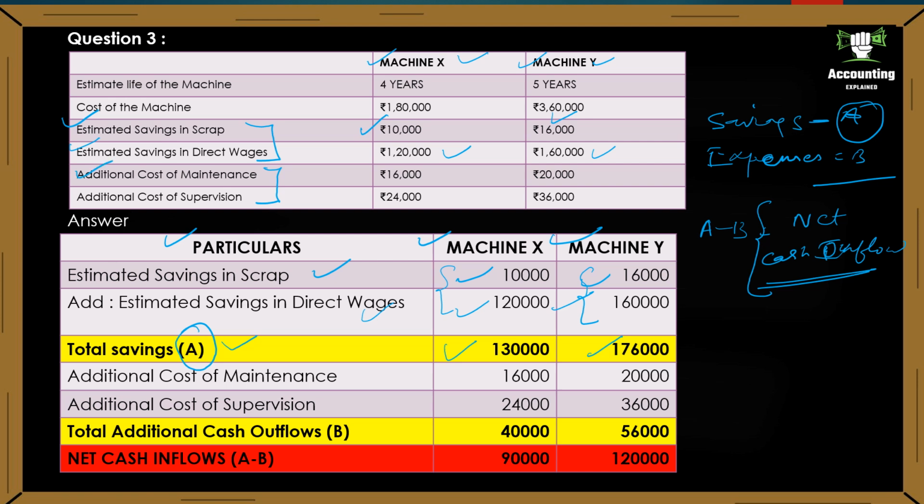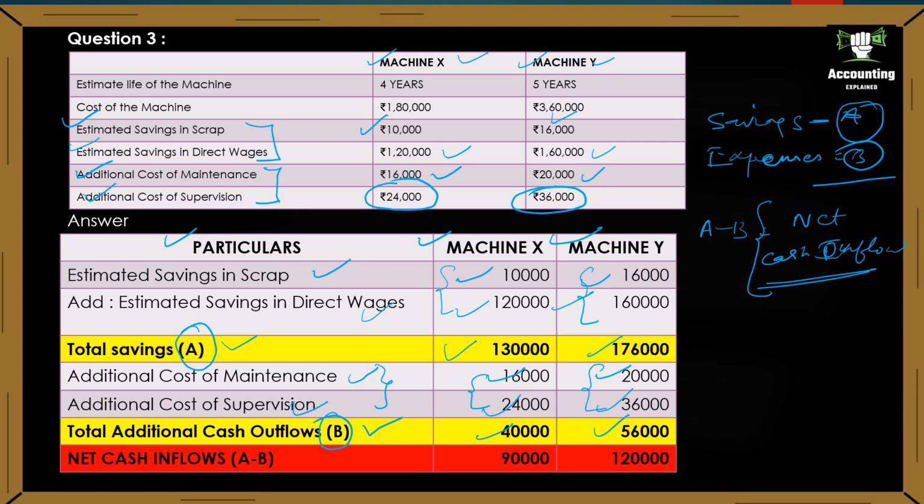Next, we will take the expenses part. Expenses: additional cost of maintenance. We are taking it in this column, and the expenses are 16,000 for X and 20,000 for Y. Additional cost of supervision: for X it is 24,000 rupees and for Y it is 36,000 rupees. On adding these two expenses, we get total cash outflows and we name them as B. Adding the expenses, we get 40,000 for X and 56,000 for Y.